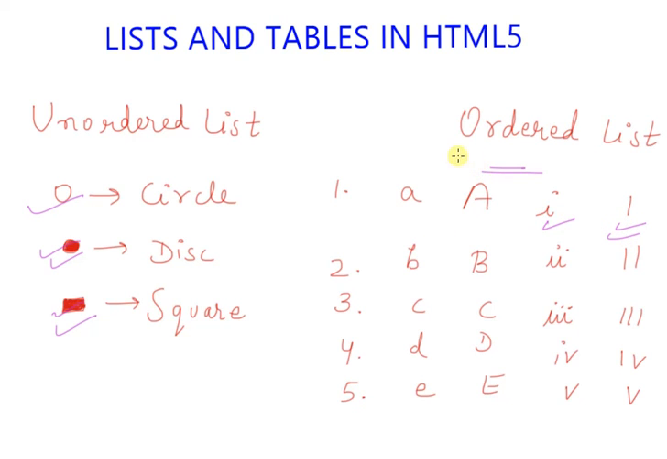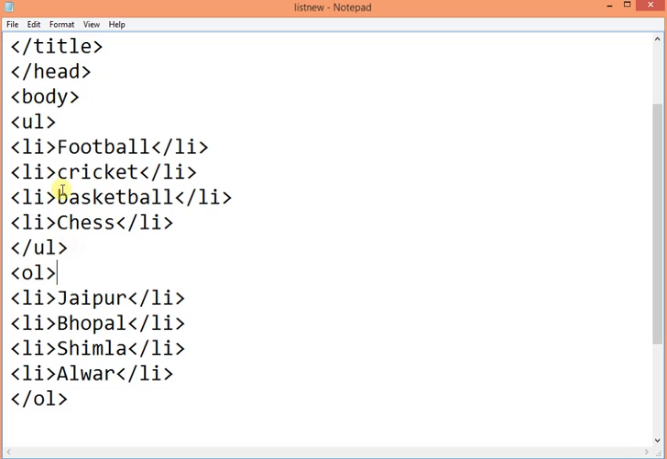The Roman number can be small and large. So these are the five options in ordered list, and here we have these three options to be used in the unordered list. So how can we change? We can use the attribute. Suppose we want to change it into square. What we have to do? We have to use the attribute type here.